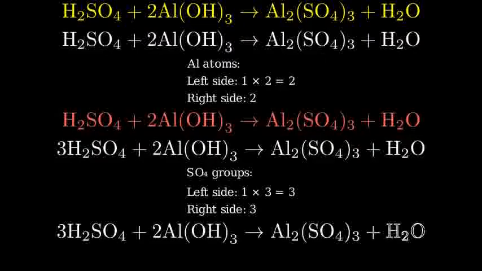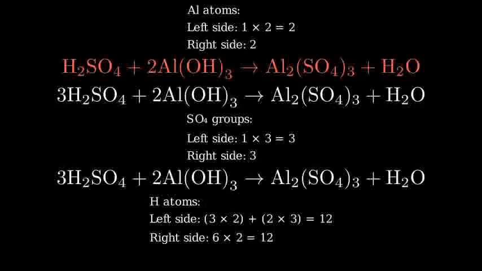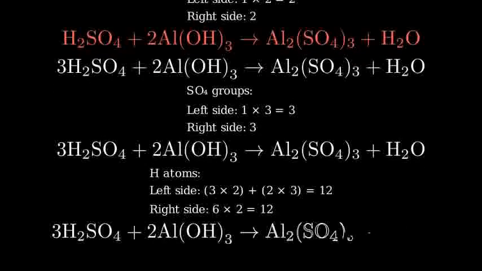Finally, let's balance hydrogen and oxygen. On the left side, we have 6 hydrogens from sulfuric acid and 6 more from aluminum hydroxide, giving us 12 hydrogens total. To balance this, we need 6 water molecules on the right side.